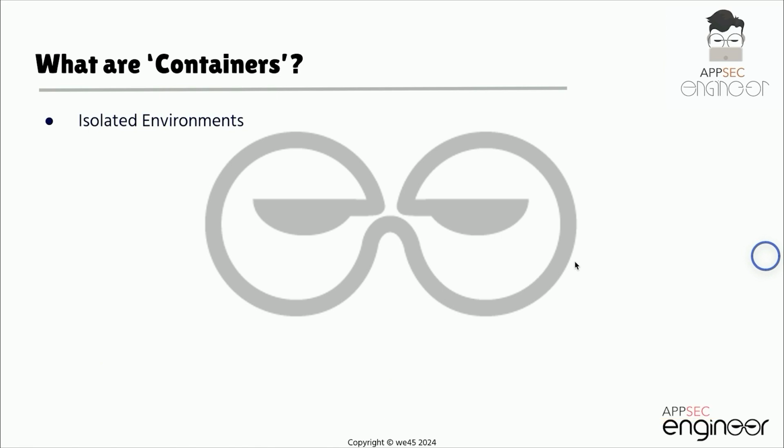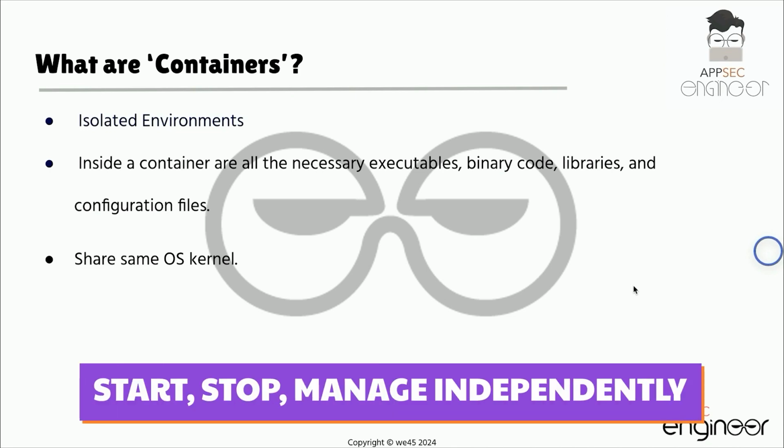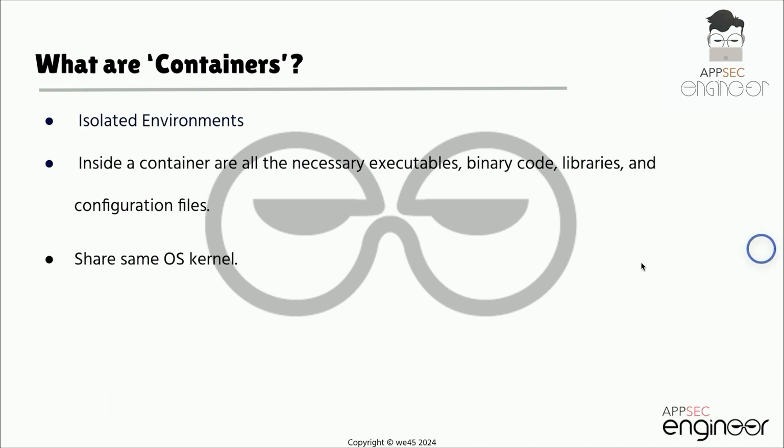So each container includes all the necessary dependencies, be it the Node.js runtime, React framework, specific libraries, configuration files, whatnot. Now, despite running on the same physical machine and sharing the same operating system kernel, the front end and the back end containers are isolated. That is, they do not interfere with each other's processes or resources. So they can be started, stopped, and managed independently, and they have their own environment variables, networking configuration, and storage.